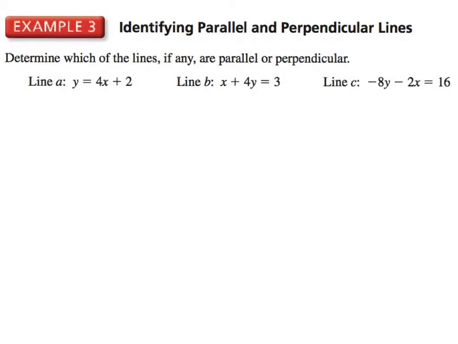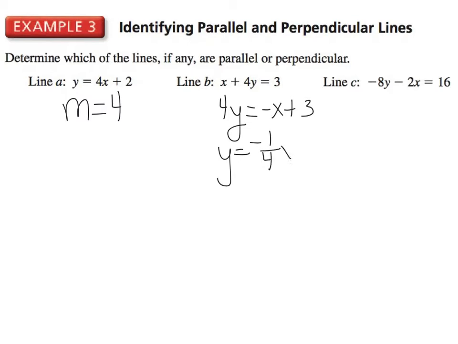So example 3. Determine which of the lines, if any, are perpendicular and parallel. Well, let's look. Line A, the slope is easily 4. Line B, what should I do first? Let's solve the equation for y. 4y equals -x plus 3. Divide by 4. I get -1/4 x plus 3/4. So the slope would be -1/4.